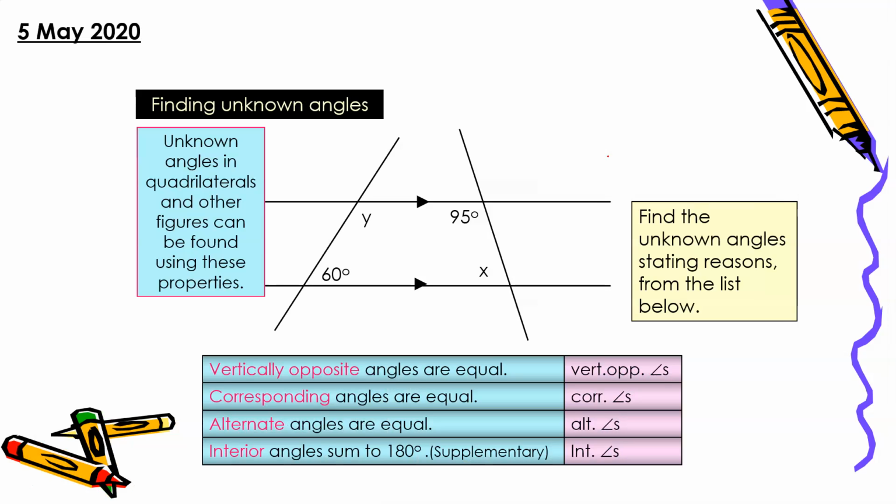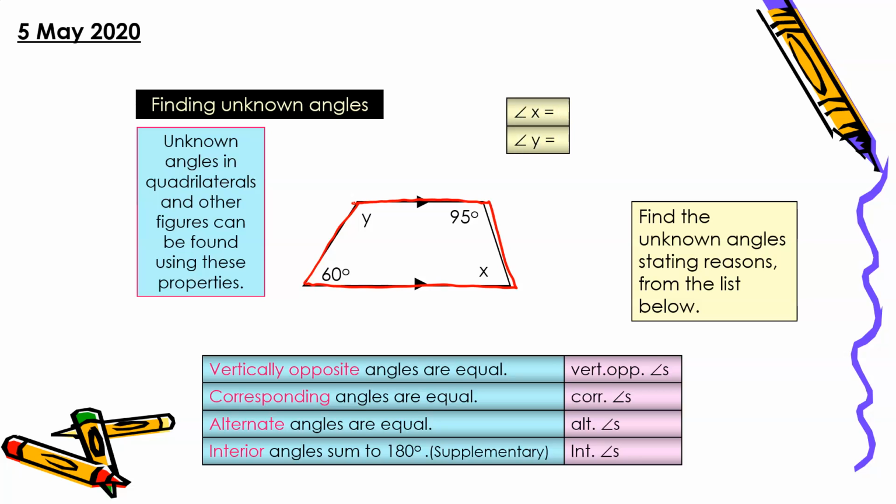So taking a look at this one, you can use the same ideas of parallel lines for quadrilaterals. So if we take a look at this shape here, it's actually a trapezium because we've got one set of parallel sides, which we've looked at before. So if we take away the extra lines, we end up with this.